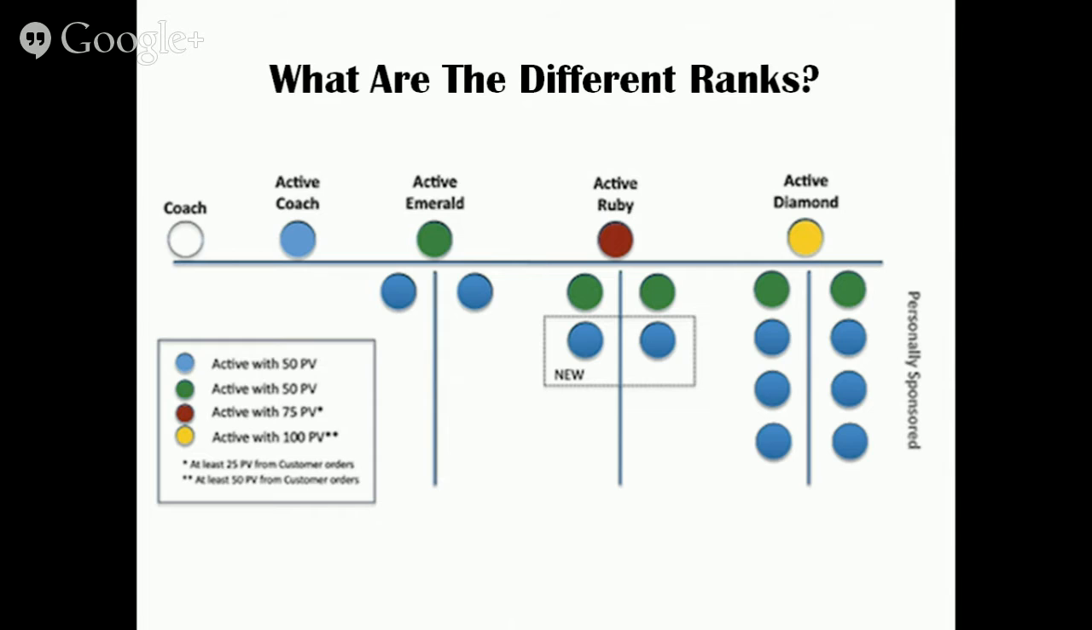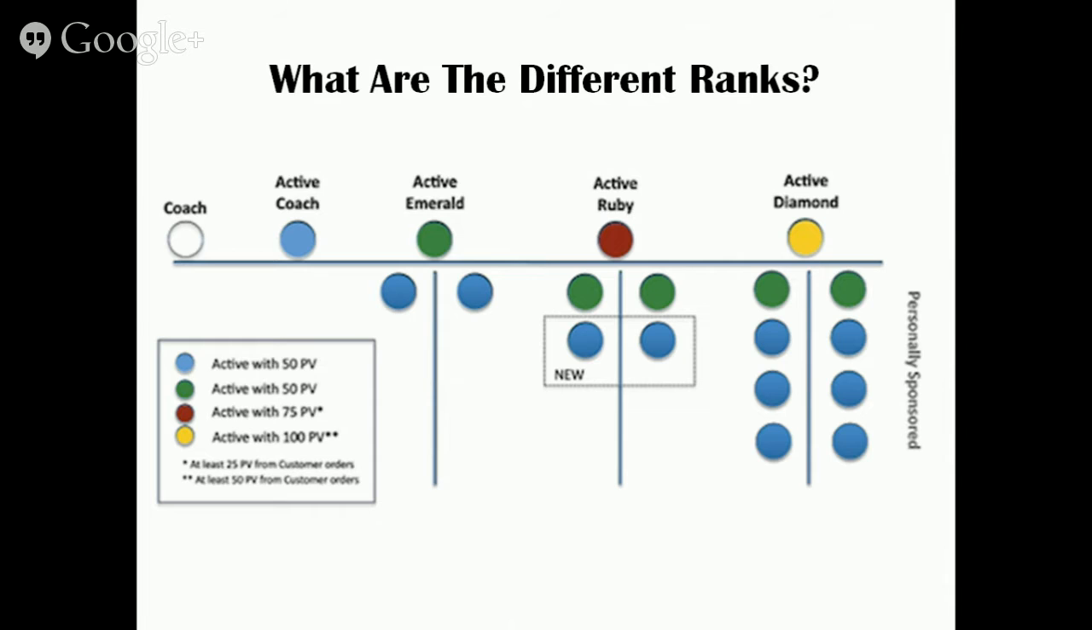Then we have an active Emerald, and the active Emerald, as you can see, is you, with 50 PV, so you're active, and then you sign up a coach on one leg and a coach on the other leg. So you have one on each leg, a total of 2 coaches who also have at least 50 personal volume, PV. And then we have Ruby coach, and a lot of people just skip right over Ruby, but there are a few that take a stop there and say hello.